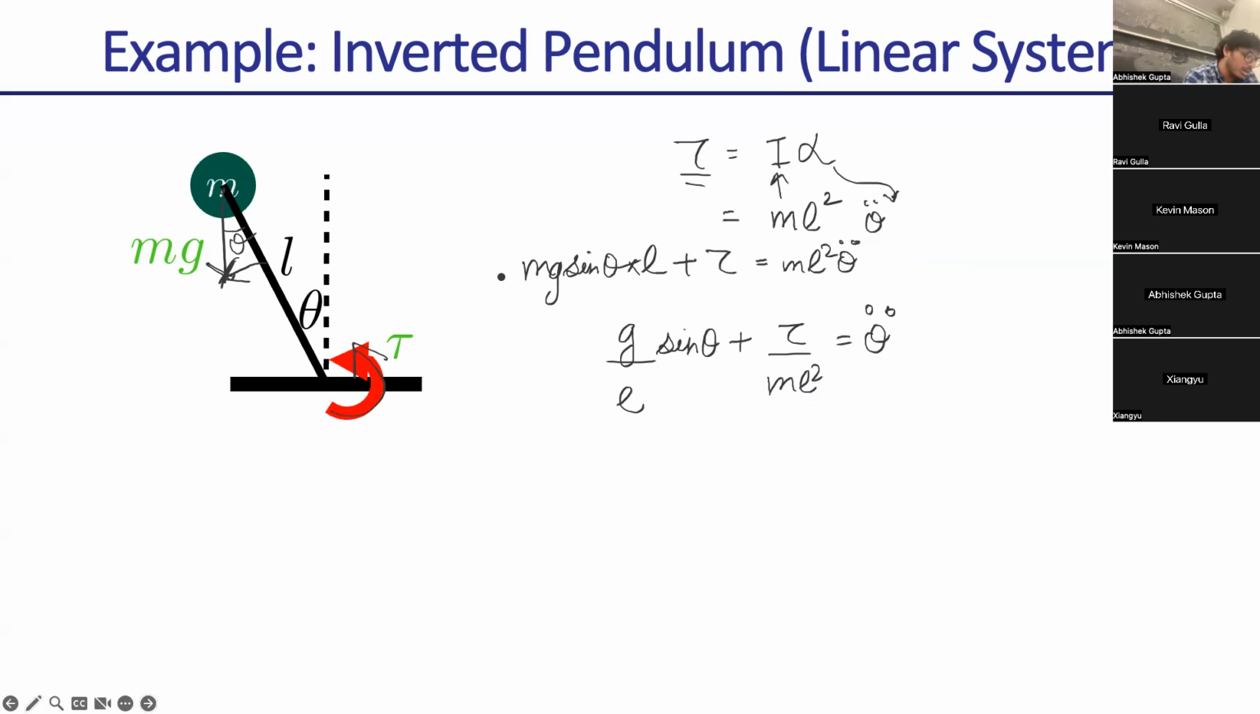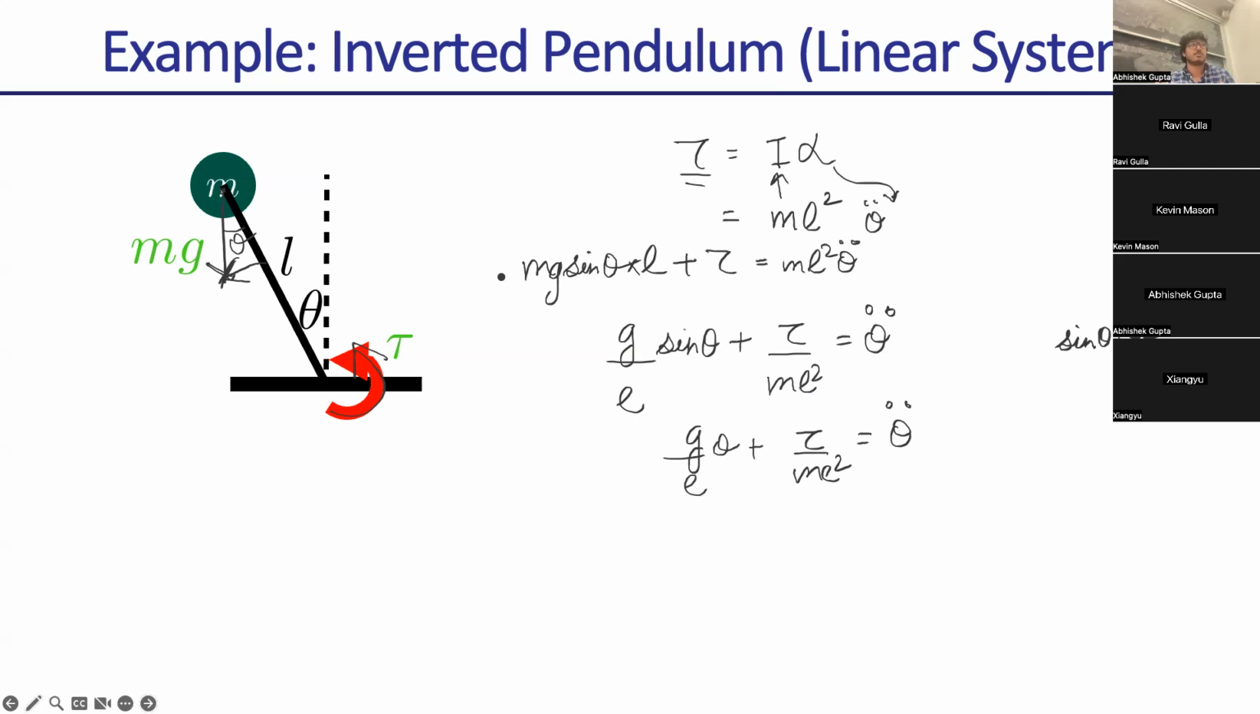Okay. And now the nice thing about physics is you can approximate things all over, right? So what we're going to do is when theta is small, sine theta is approximately equal to theta. And so you can write out this equation as g by L theta plus tau over ml squared equal to theta double dot. Everyone with me so far? That's just the equations of motion of your system, right?